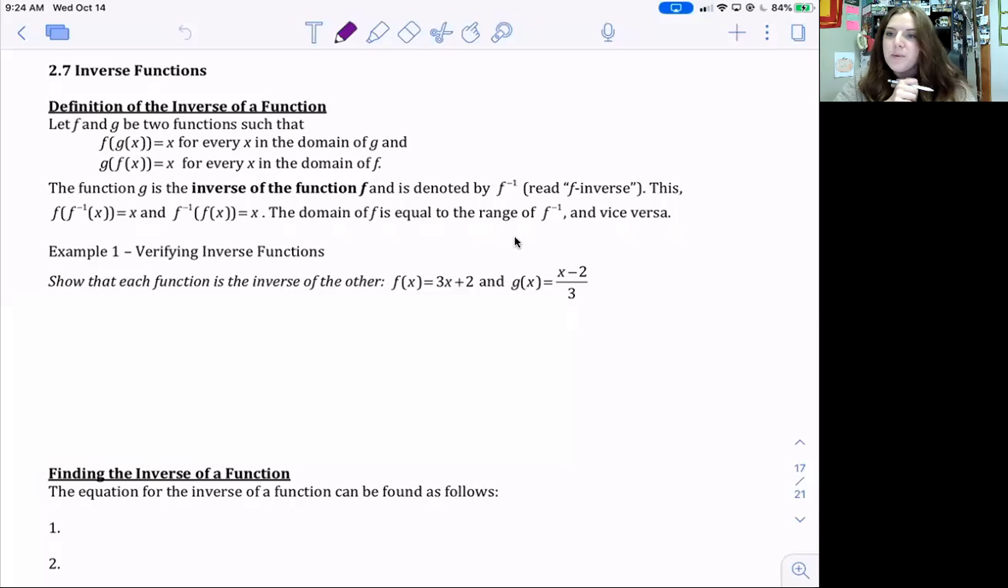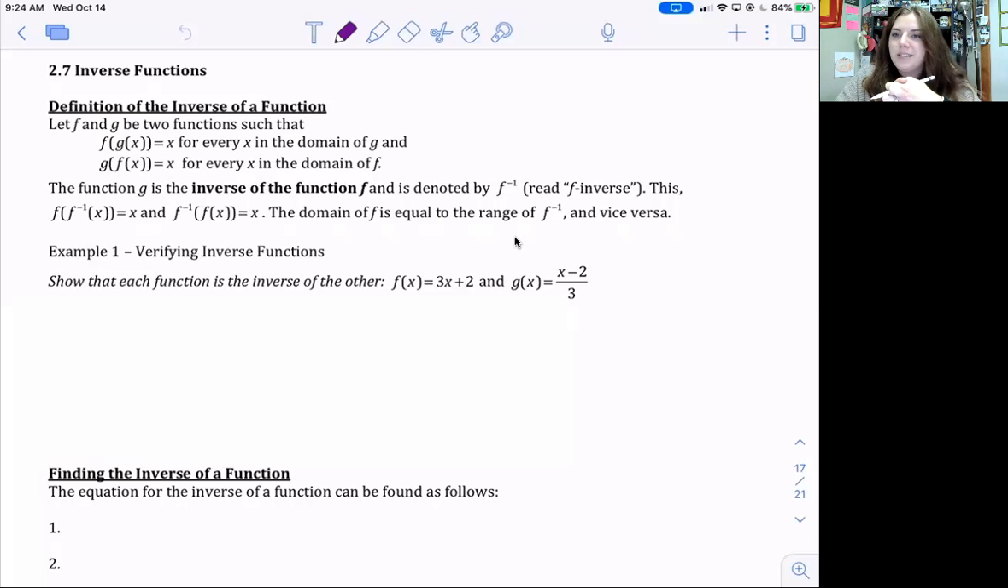Okay, so today we're going to look at 2.7 inverse functions. So the definition of the inverse of a function: let f and g be two functions such that f of g of x equals x for every x in the domain of g, and g of f of x equals x for every x in the domain of f.